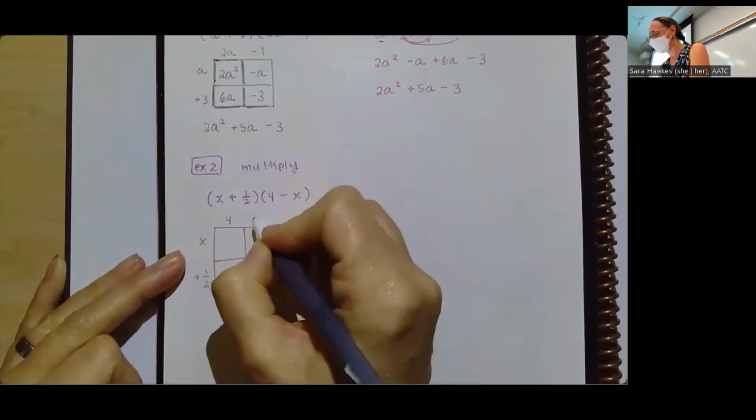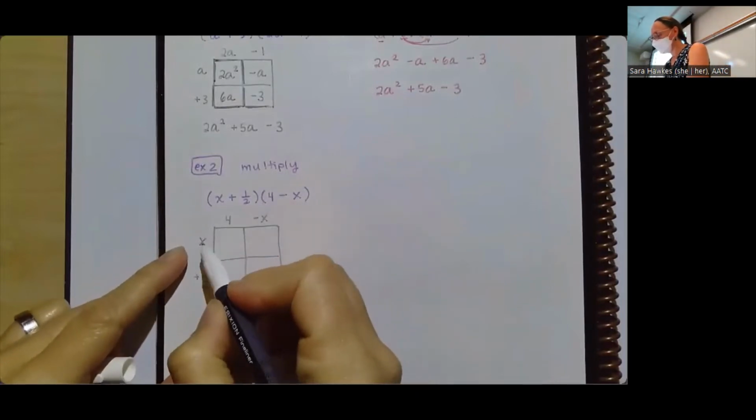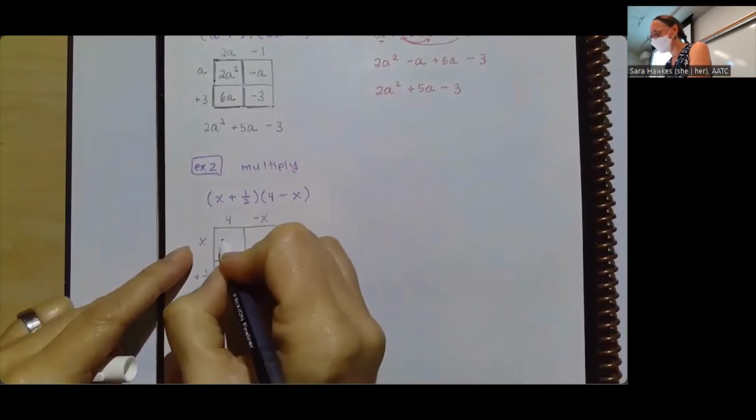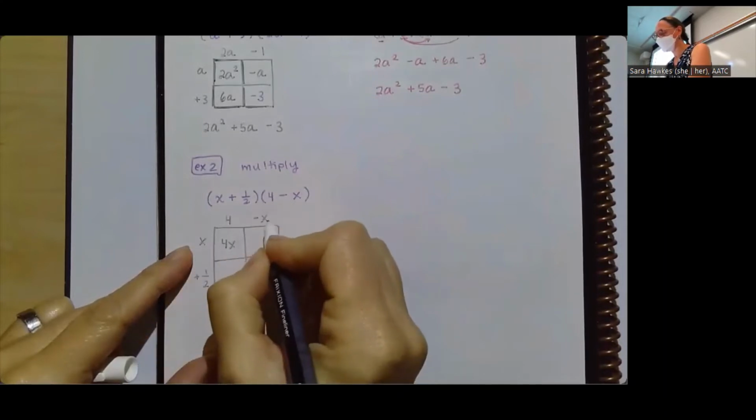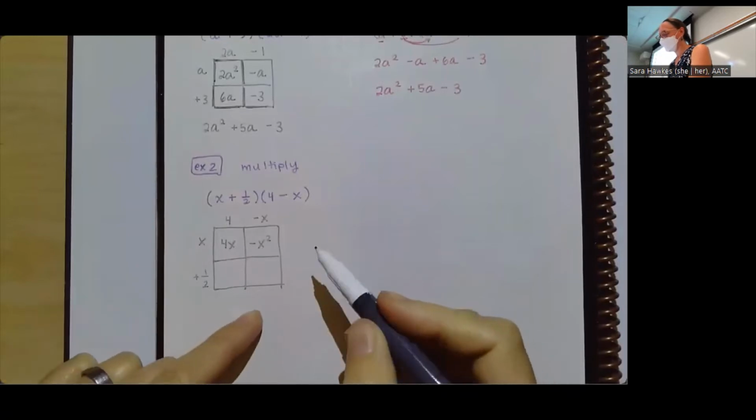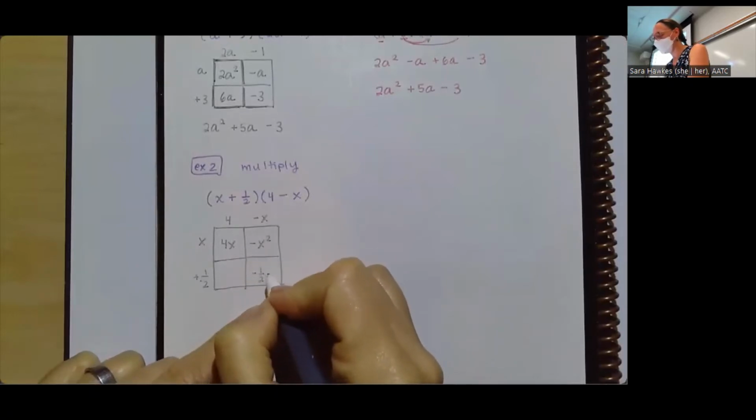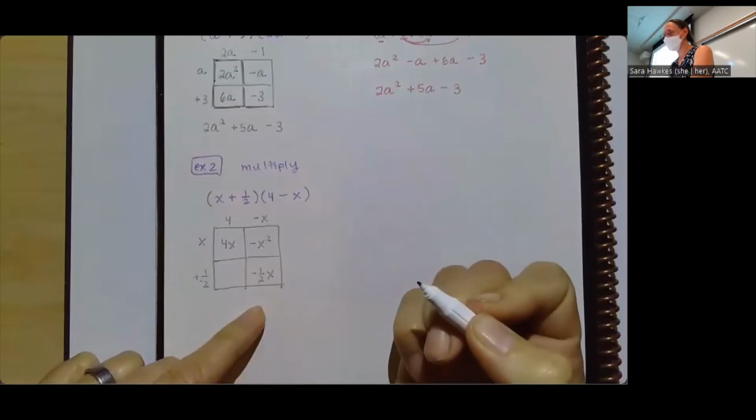I've got a 4 and a -x. So I'm going to do what I think are the 3 easy boxes first. X times 4 is 4x. X times -x is -x squared. And 1/2 times -x, I can't really do anything with that, so it's just -1/2.